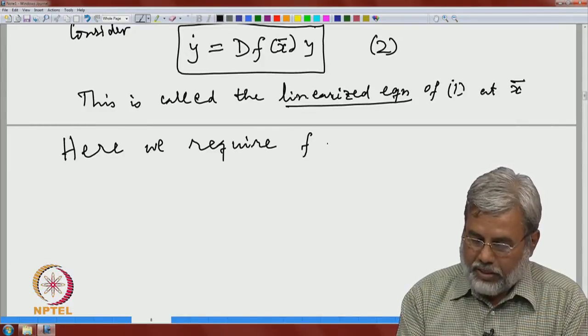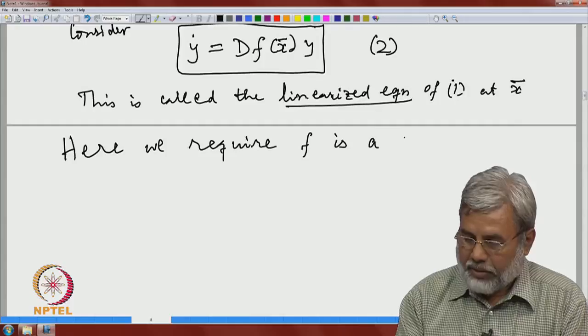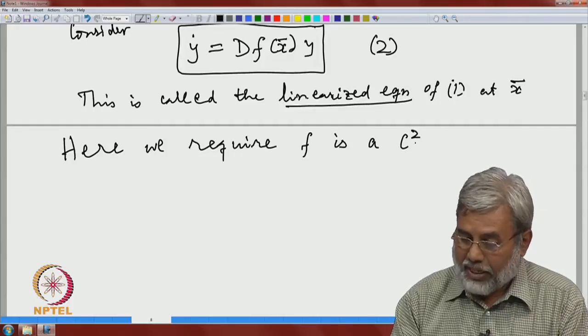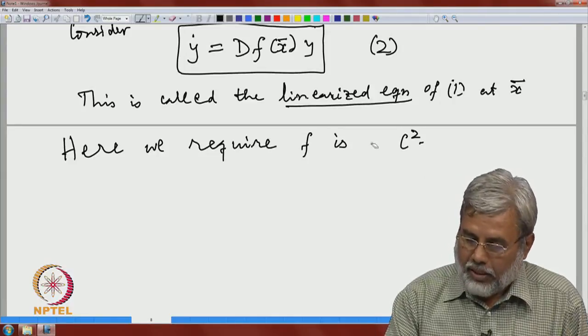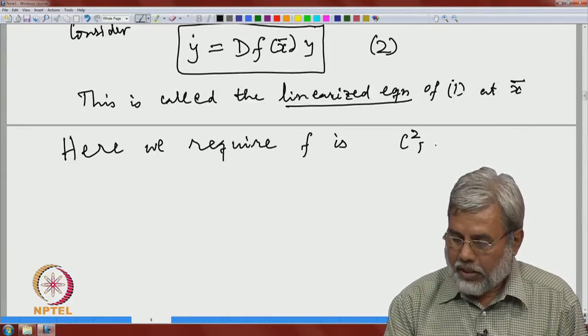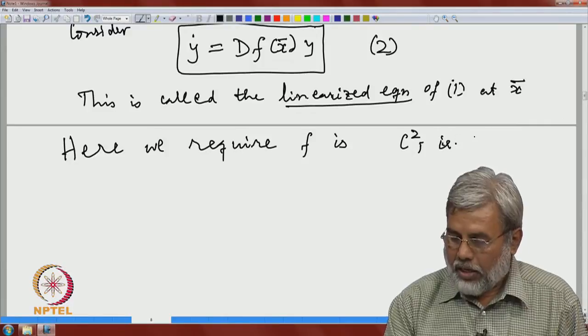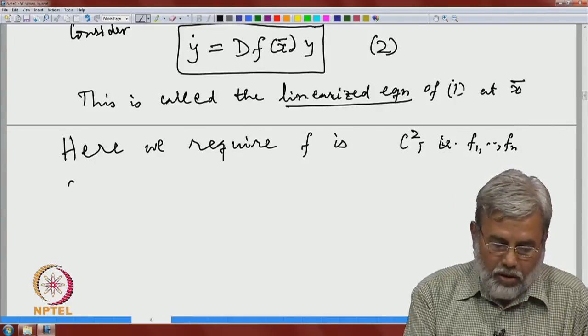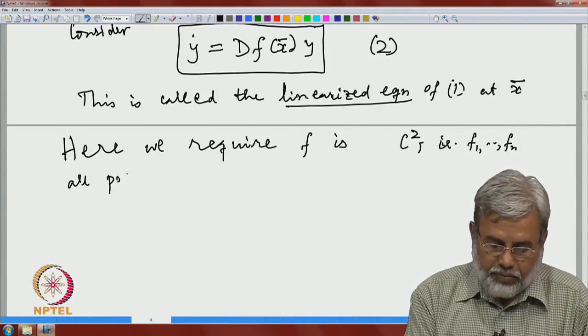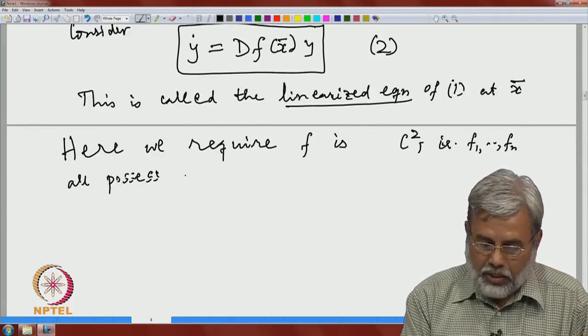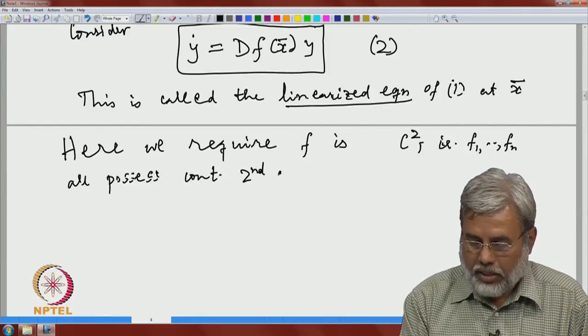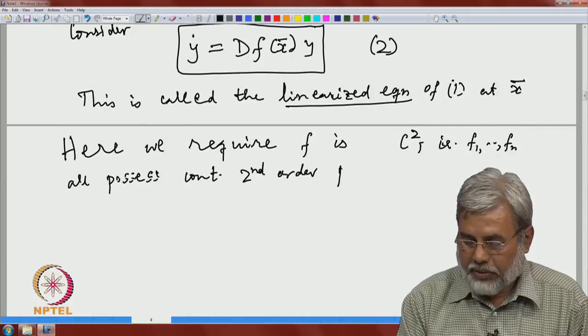So, f is a C2 function, C2 vector rather, f is C2. That is, f1, f2, ..., fn all possess continuous second order partial derivatives.